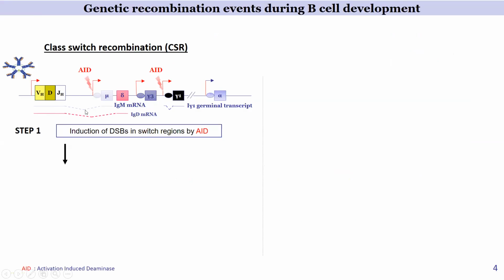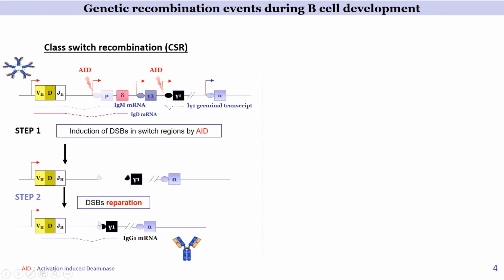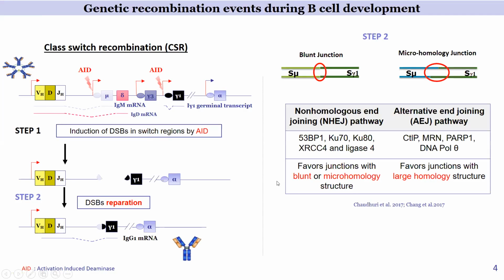The first one consists of the induction of DNA double-strand breaks, and the second step consists of their reparation by joining the most switch donor region, usually switch mu, and one of the downstream S acceptor regions, which is in our case, switch gamma 1. This reparation phase is carried by the non-homologous end joining pathway, which promotes blunt and microhomology junctions, in favor of the alternative end joining one, which promotes large homology structures.